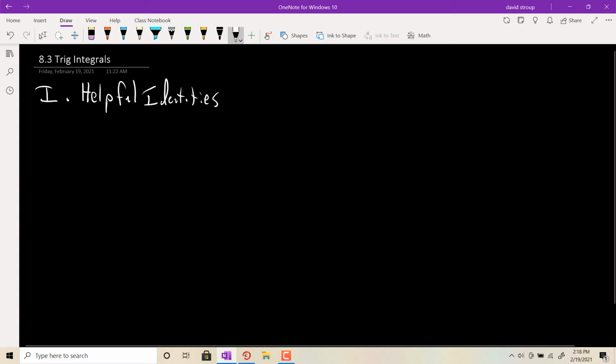And some identities I totally take for granted at this point. But I expect you to know the right angle definitions, the reciprocal identities, and the quotient identities. Just very quickly, you might want to fast forward through this if you already know them.